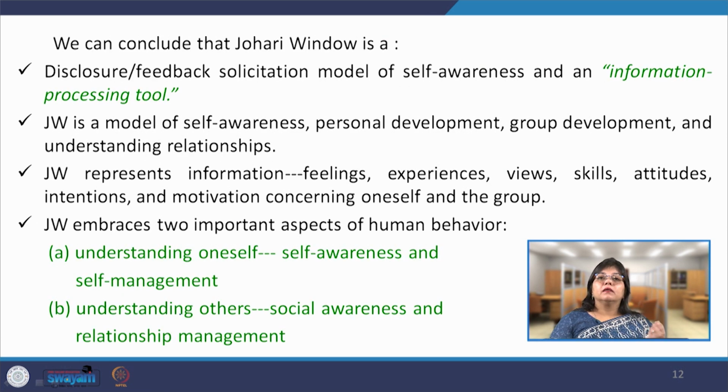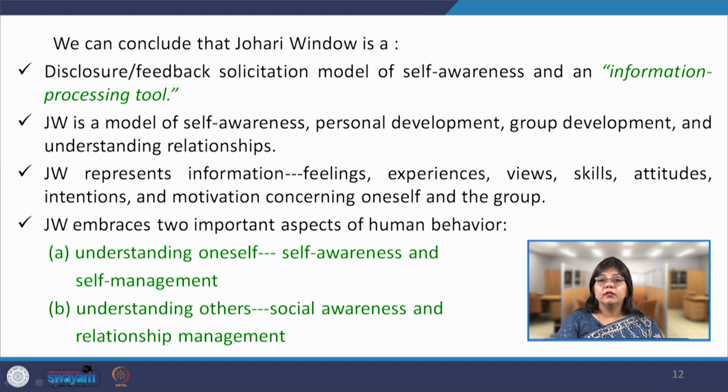Thus, we can say that Johari window is a disclosure feedback solicitation model of self-awareness and an information processing tool. The more we get information, collect information of the other person, the more it is easy for us to understand his intentions and desires. It is a model of self-awareness, personal development, group development and understanding relationships. It represents information like feelings, experiences, views, intentions, skills, attitudes and motivation concerning oneself and the group. Sometimes the interaction can be so conflicting that maybe the person is aligning with the group members, but he has some hidden agenda. When it is expressed, sooner or later the more conflict will be there. So, it represents the information in terms of hidden desires as well.